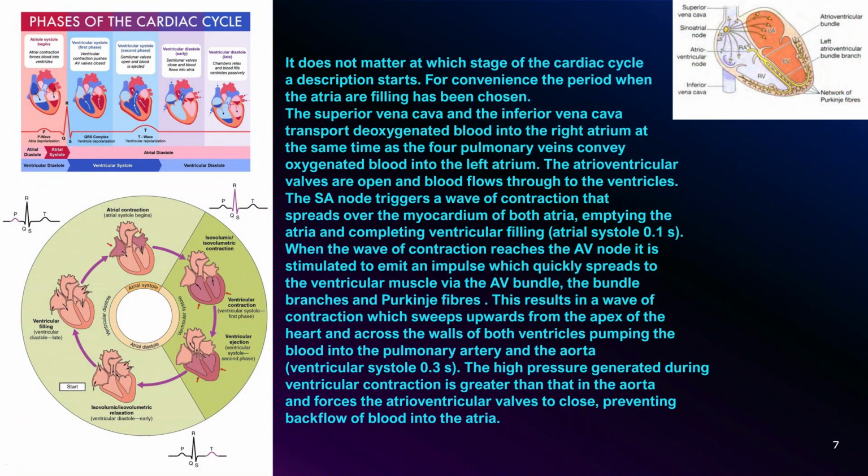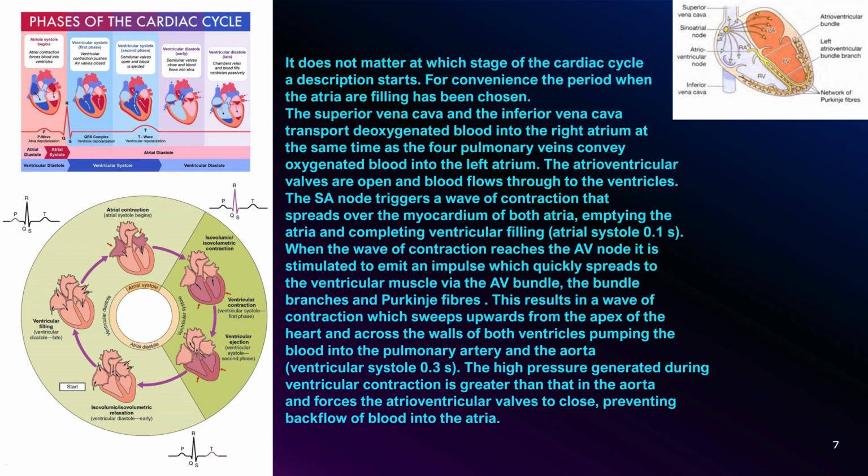It does not matter at which stage of the cardiac cycle a description starts. For convenience, the period when the atria are filling has been chosen. The superior vena cava and the inferior vena cava transport deoxygenated blood into the right atrium at the same time as the four pulmonary veins convey oxygenated blood into the left atrium. The atrioventricular valves are open and blood flows through to the ventricles. The SA node triggers a wave of contraction that spreads over the myocardium of both atria, emptying the atria and completing ventricular filling. Atrial systole lasts for 0.1 seconds.